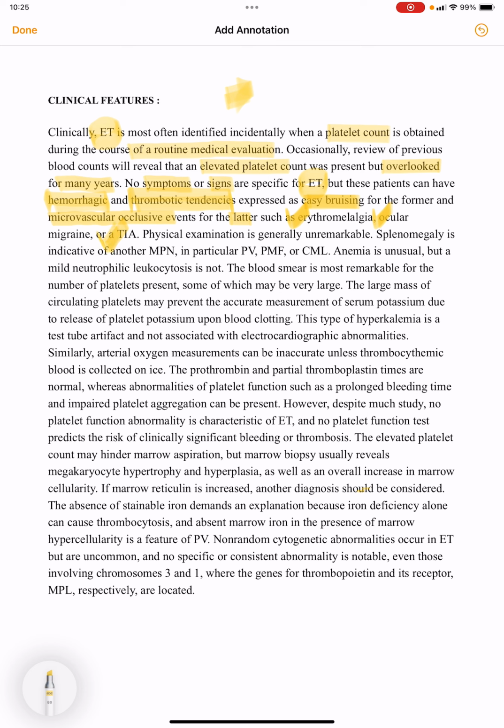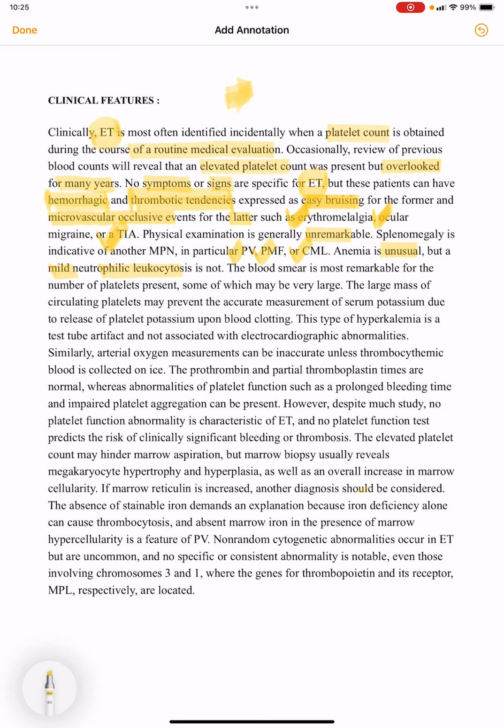Physical examination is unremarkable. Splenomegaly is indicative of another myeloproliferative neoplasm, in particular polycythemia vera, primary myelofibrosis, or CML. If splenomegaly is there, it indicates another myeloproliferative neoplasm, particularly seen with polycythemia vera, primary myelofibrosis, or chronic myeloid leukemia. Anemia is unusual, but mild neutrophil leukocytosis is not.